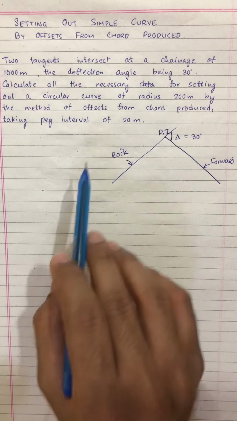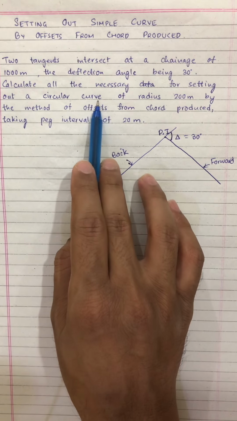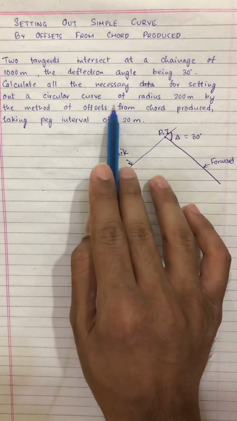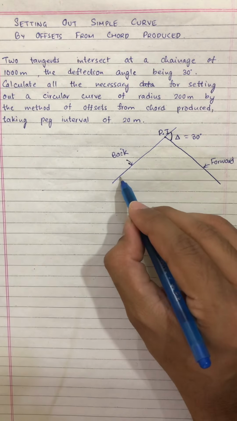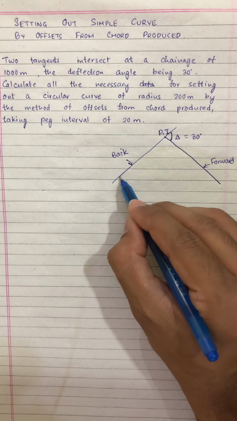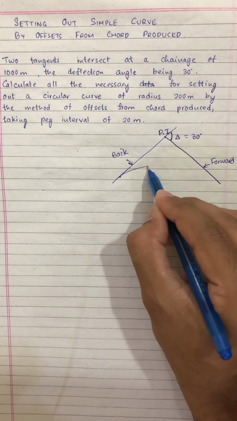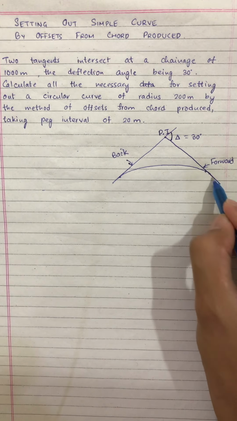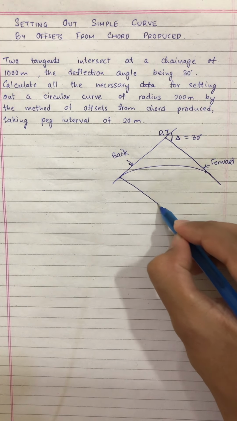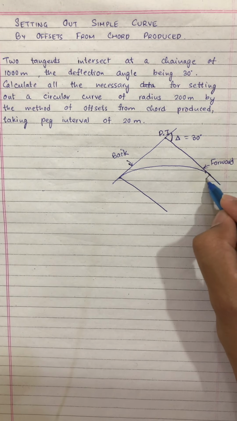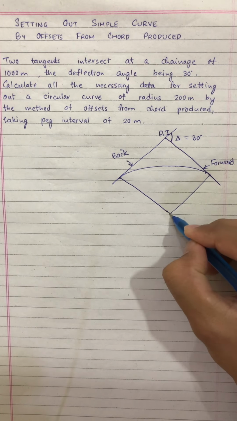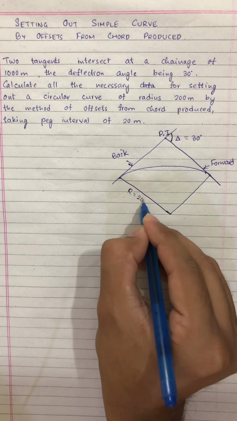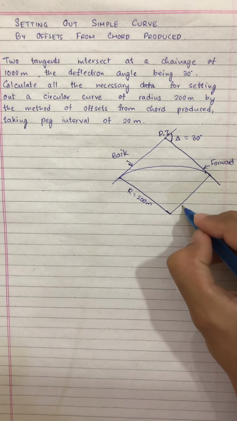Calculate all the necessary data for setting out a circular curve. Circular curve means simple circular curve itself, of radius 200 meter. So here suppose there is a curve that needs to be set out, and this curve has a radius equal to 200 meters.